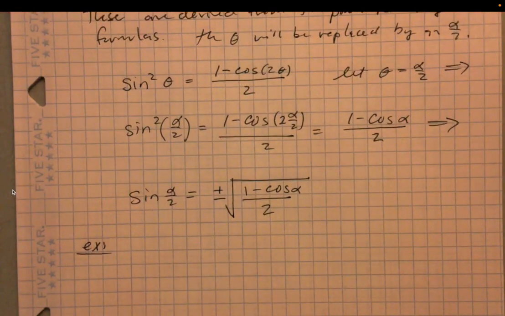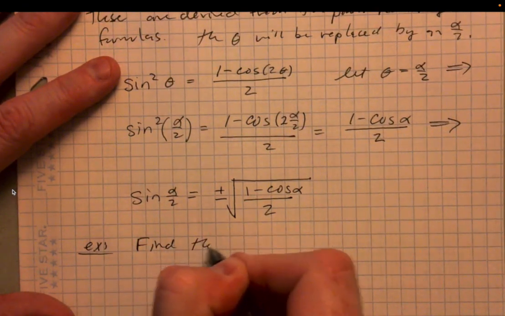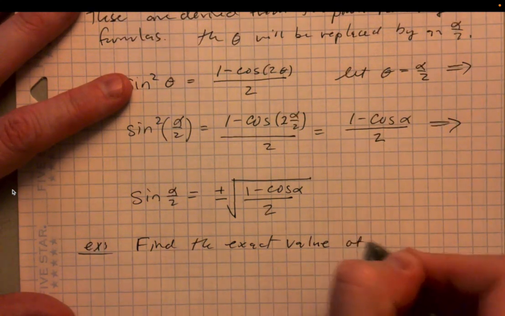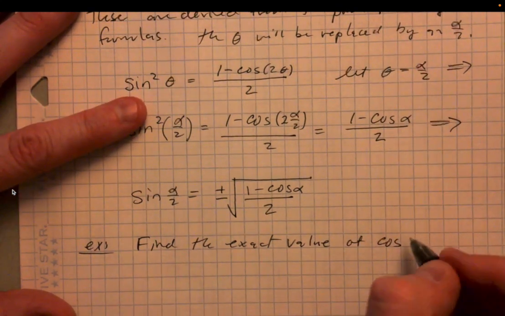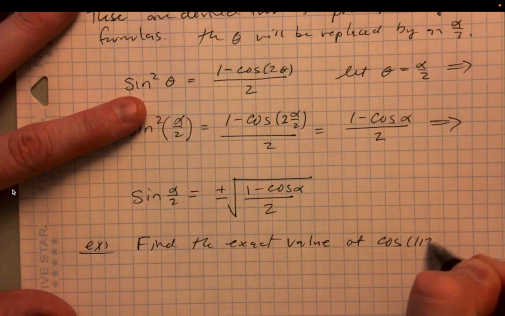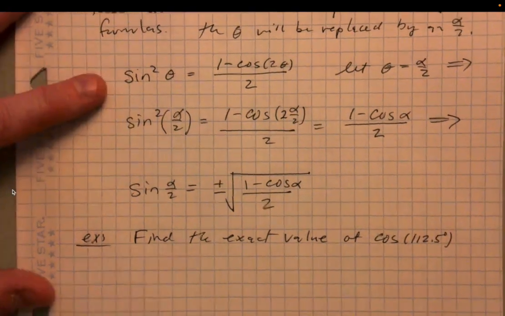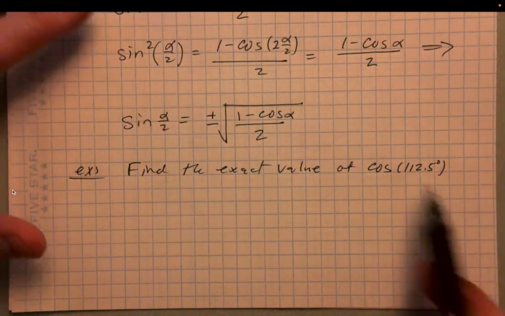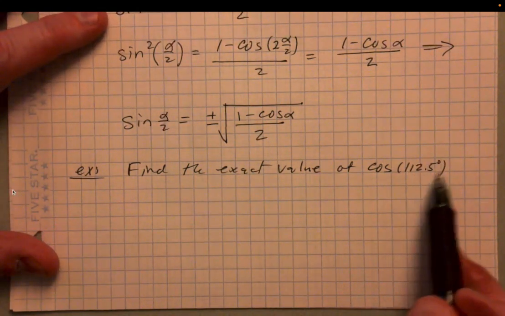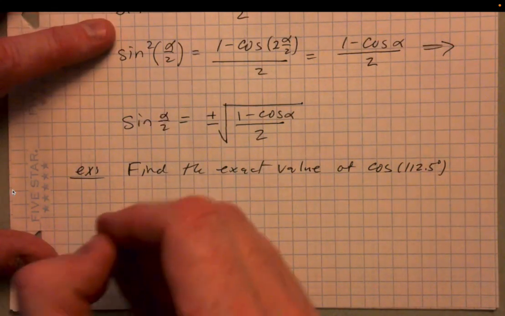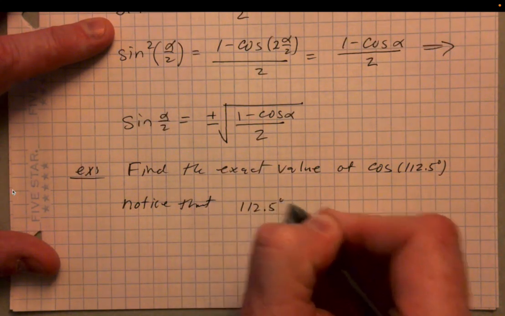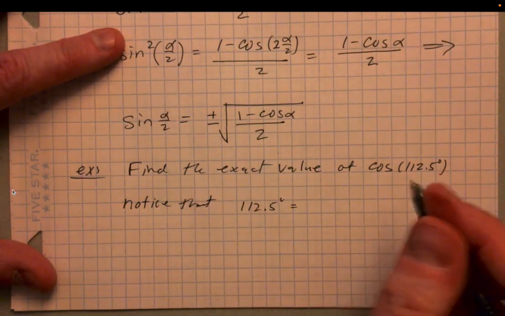So let's find the exact value of cosine of 112.5 degrees. That's obviously not an angle that we have on the unit circle. So maybe you guess that this is going to use the half angle formula, since you see the half in there. You'd want to just notice that 112.5 degrees is just 225 degrees divided by 2.